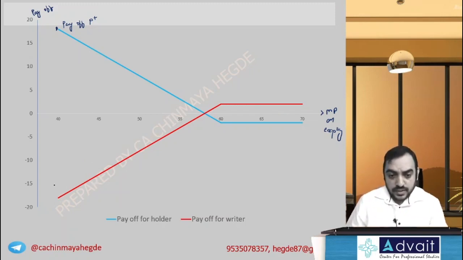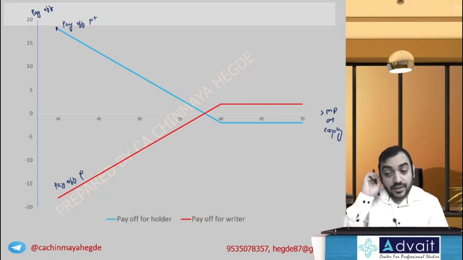Reverse. This is the payoff for the writer. As you can see, when the market price comes down, he makes more profit. Payoff writer: as the market price increases, he makes more profit. Anyway, so this is the payoff for the writer.